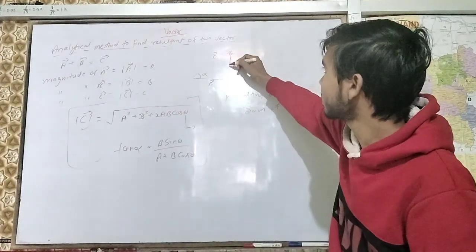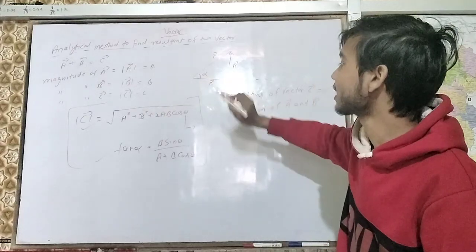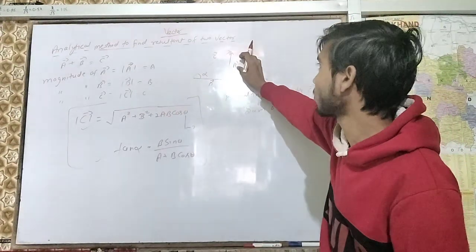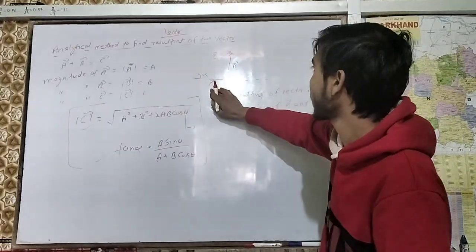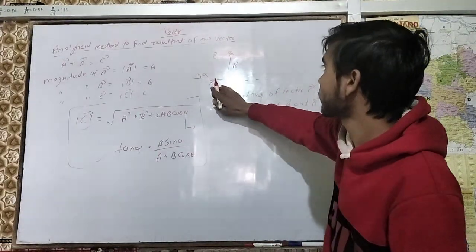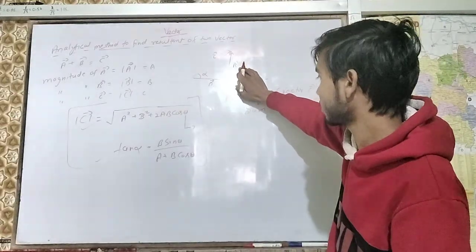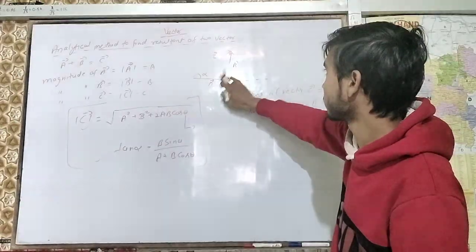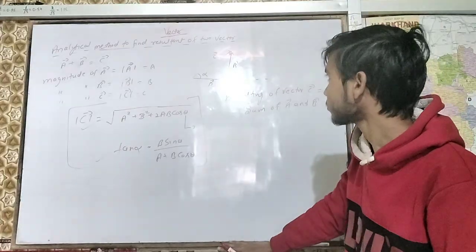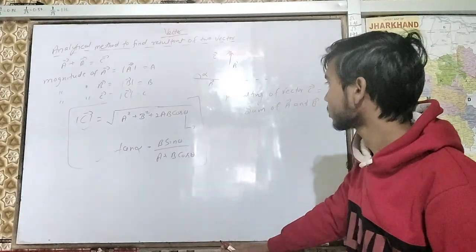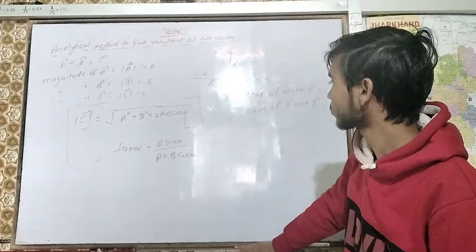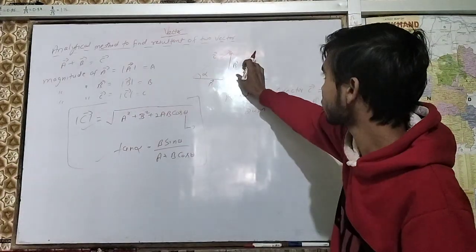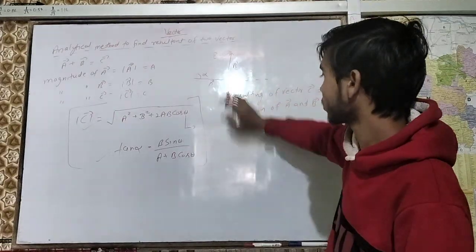So this is considered as a sine and this is considered as a cos. So B cos B is sine theta upon A plus B cos theta. We are talking about this theta. Okay, this theta. So A plus B cos theta.